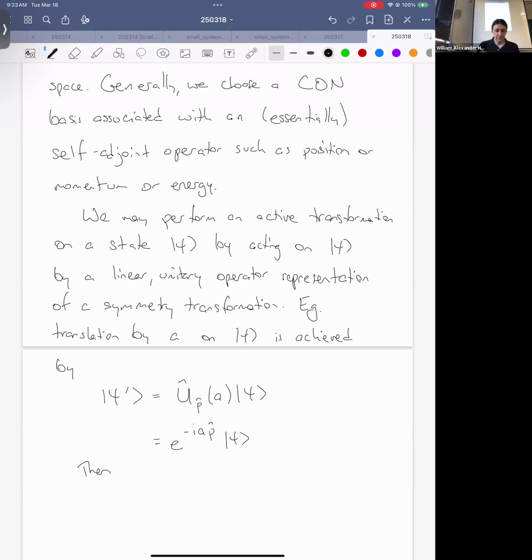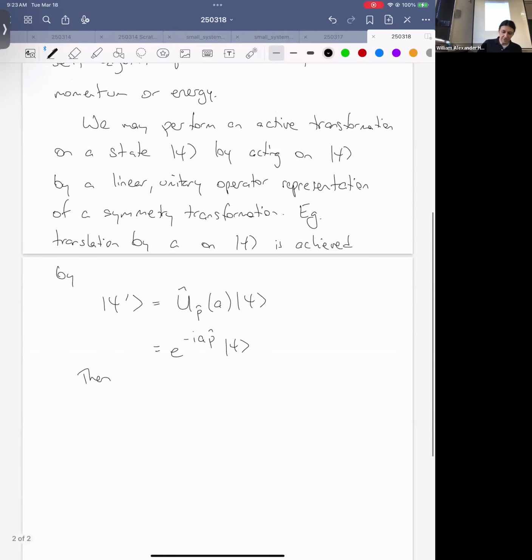Okay, so making connections back to this active and passive transformations that we just mentioned, I could ask, what is the amplitude associated with this new state? Right, I'm asking, what is this state in the old coordinate system? I'm not changing the coordinate system. Well, I just plug in what we just said. So this is x, and this is the U of a acting on the state psi.